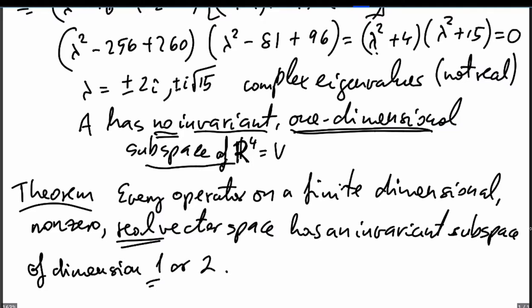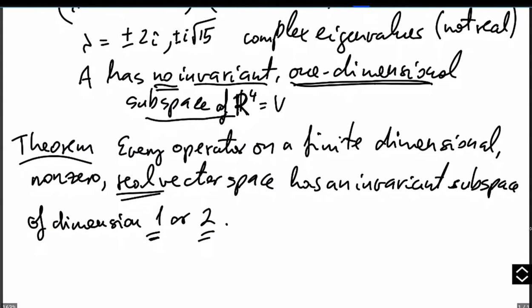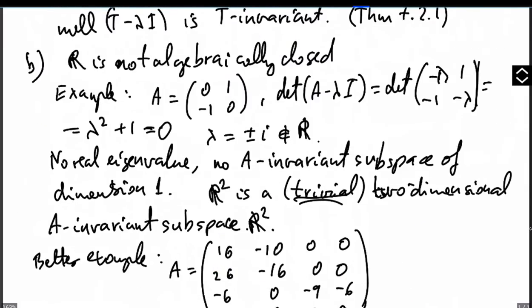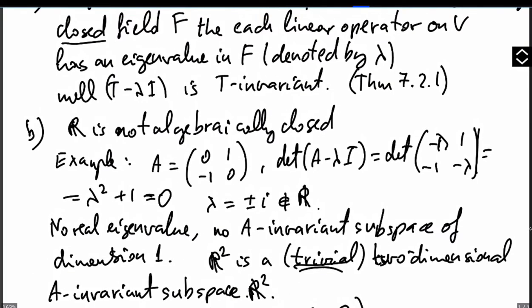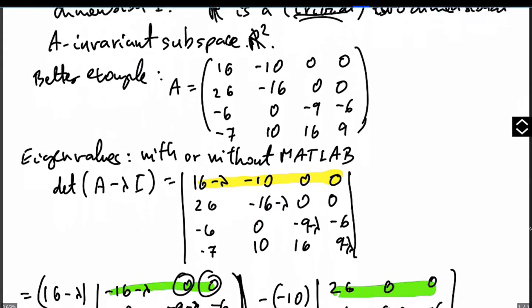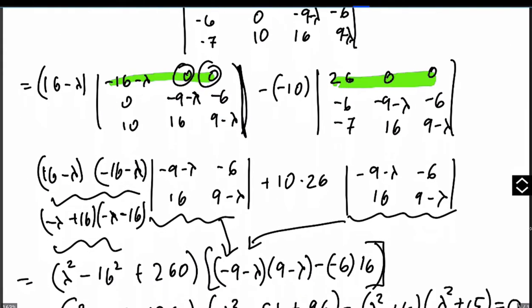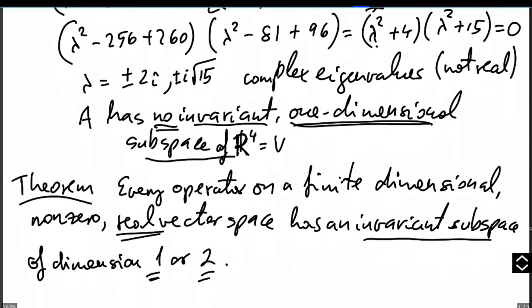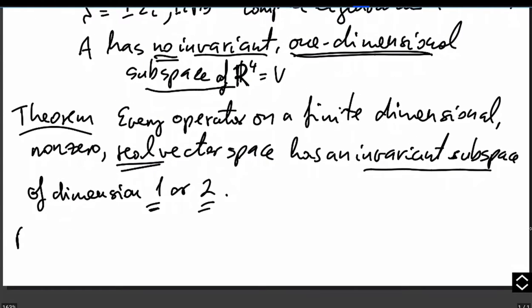We have seen dimension 1 before, and also we saw cases where we didn't have dimension 1, and it turns out that if we don't have dimension 1, then we will have dimension 2 invariant subspaces. In fact, in the very first example, we already saw that, but that was a trivial example because the whole space was two-dimensional. It will be interesting to see how, in this 4 by 4 case, we can have a two-dimensional invariant subspace. But first, let's see the proof of this theorem.